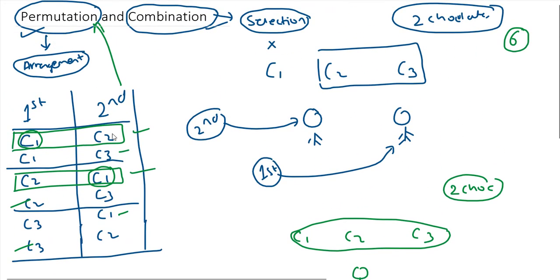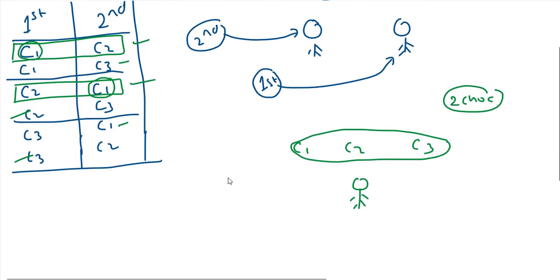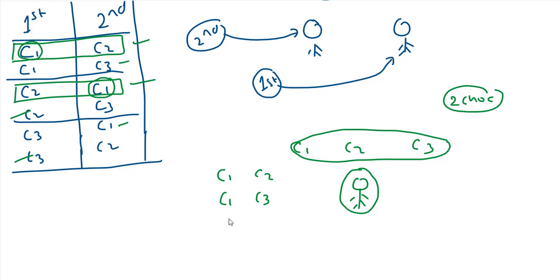As in the previous case, it was important to consider the order as well, because had you selected C1 first, you will have to give it to your friend. Had you selected C1 second, you would get to eat that chocolate. But in this case, it does not matter whether you select C1 as your first chocolate or C1 as your second chocolate, because both the chocolates only you are going to eat it. So the number of ways in which you can select these chocolates will now be either you can select C1, C2, or you can select C1, C3, or you can select C2, C3.